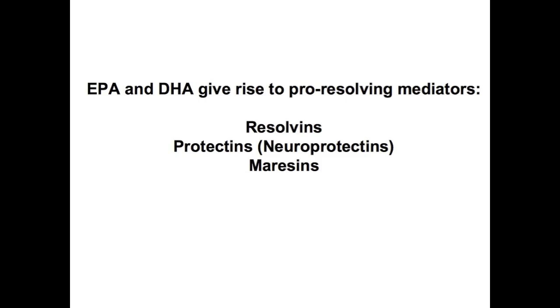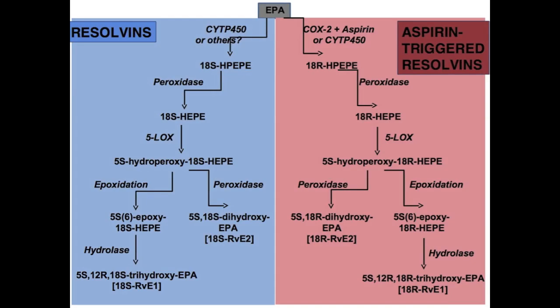So people have been very interested in the resolution of inflammation. And it turns out that there are chemicals that turn off inflammation that are made uniquely from both EPA and DHA. These are called pro-resolving mediators. They've been given the names resolvins, protectins, neuroprotectins and maresins. The pathways are probably not of interest to you. They're very complicated. People haven't worked them out in full. But there are pathways by which EPA can be converted to resolvins.